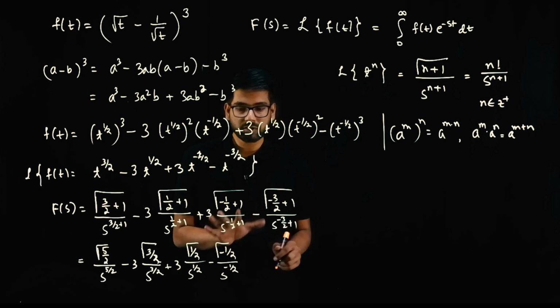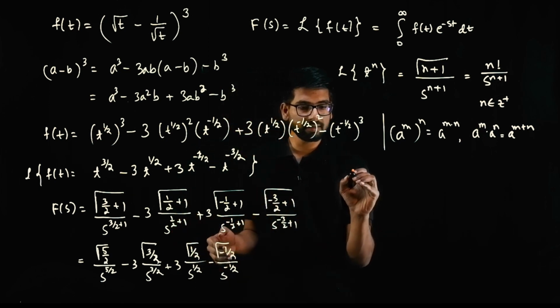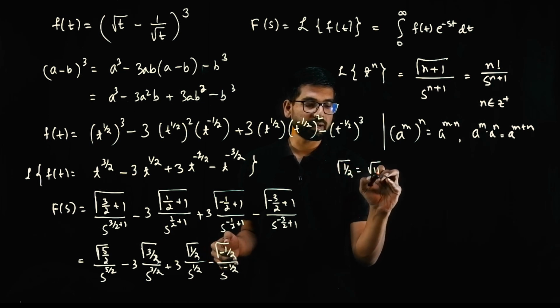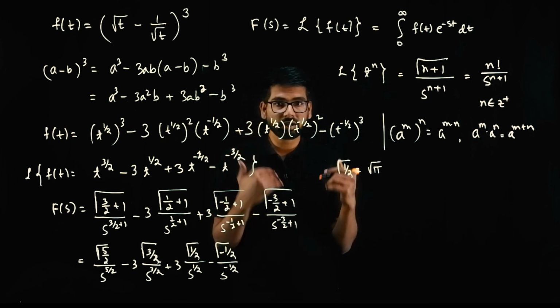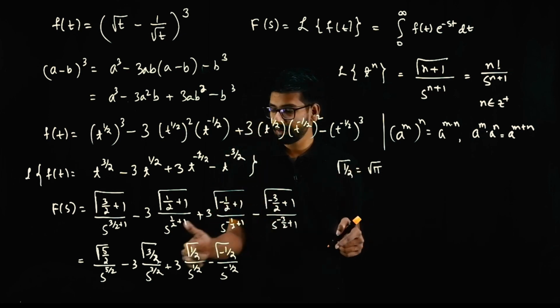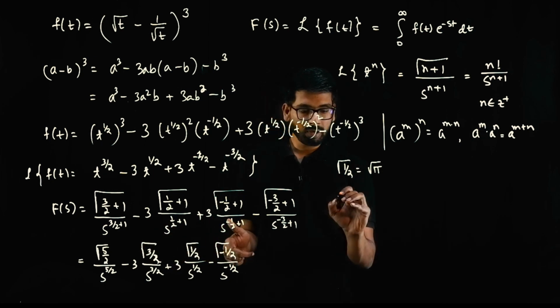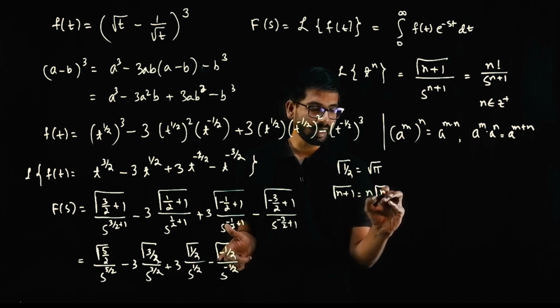So when it comes to gamma, as I said in the previous video, you need to remember three things. Gamma of 1 by 2 is simply square root of pi. This is the only value of gamma we need to remember. And then using this, we have to get the values of 3 by 2, 5 by 2, and minus 1 by 2. How do you do that? So if you have gamma of n plus 1, it can be written as n into gamma of n.